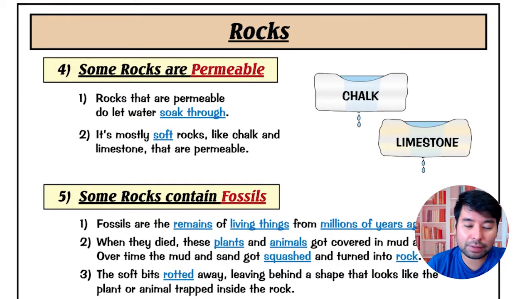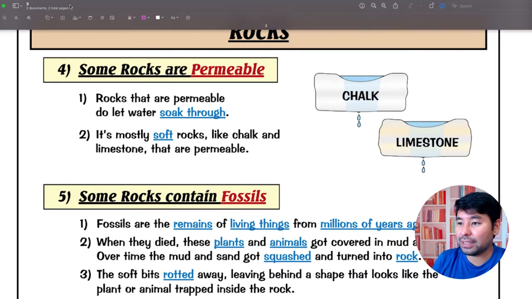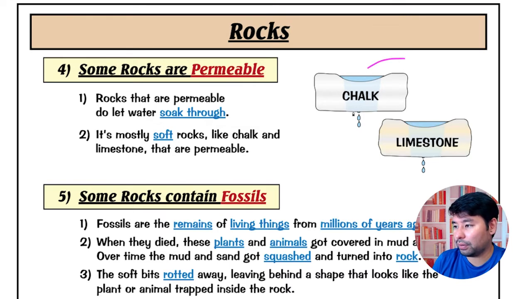So if it's okay for you, if you have no problem with that, let's move on to the next part. As we were talking about before, we were talking about the impermeable. Now we're going to the other side of the story. We have rocks here that are permeable, which means that water soaks through, goes through the stone. Number one, rocks that are permeable do let water soak through. And number two, it's mostly softer rocks like chalk and limestone that are permeable. We have this drawing here, which is very easy to understand, in my opinion. The water comes here, goes through, and gets to the other side. So that is the thing.